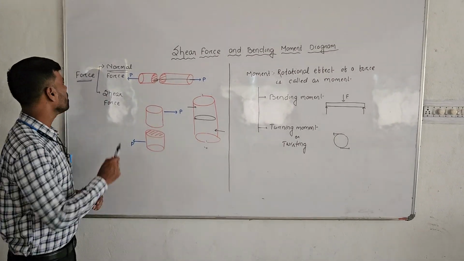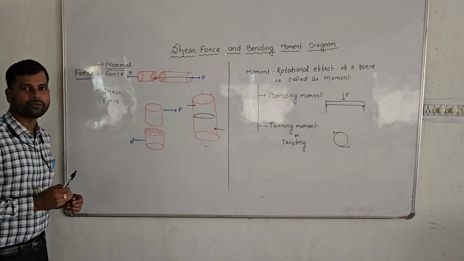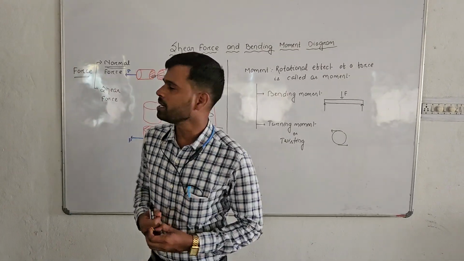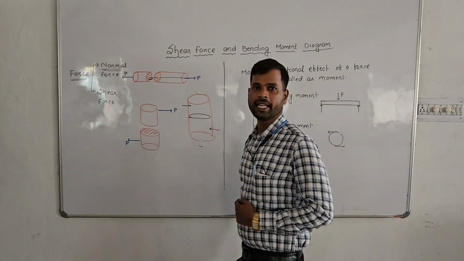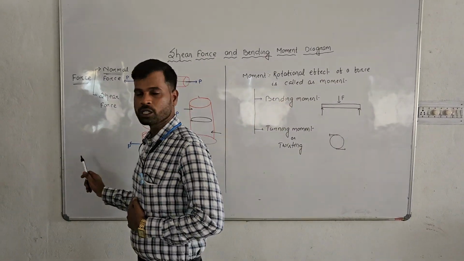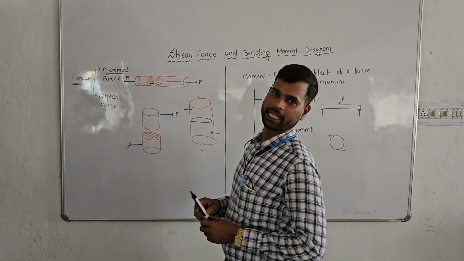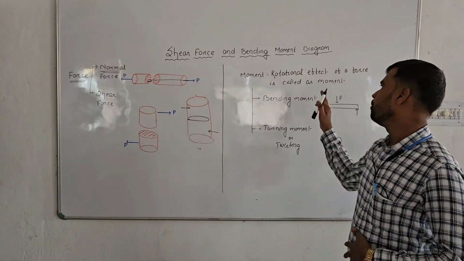Is it clear? So, force is categorized into two types. First one is normal force and second one is shear force. In case of normal force, the force is perpendicular to the breaking area, and in case of shear force, the force is parallel to the breaking area. Next, let us move to the moment.